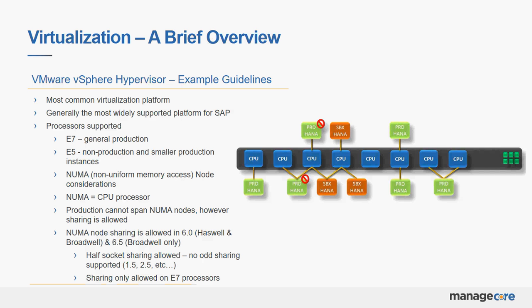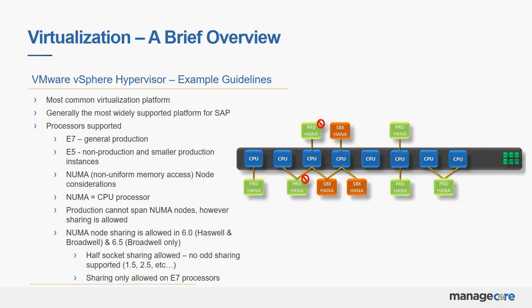So that is again supported because it is not sharing NUMA nodes. However, it is spanning it, and that's okay as long as you use the full NUMA node. If you look at the one directly to the left of that, you can see that there's 2 production HANA environments connected to one CPU.